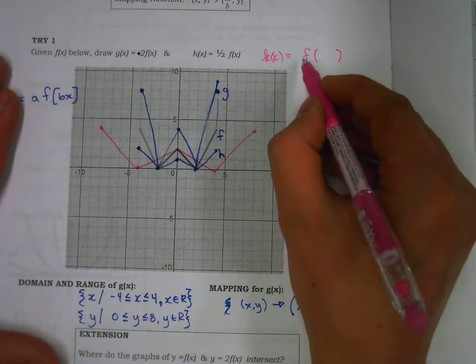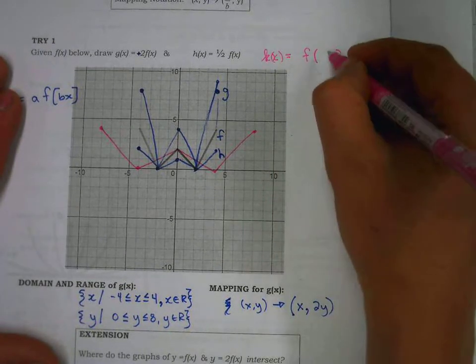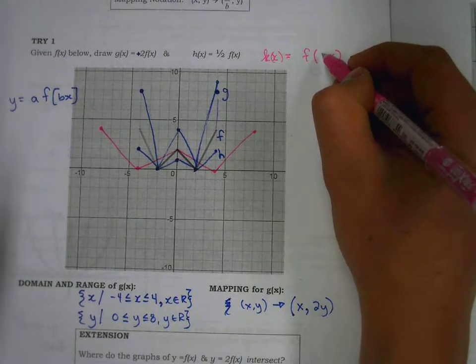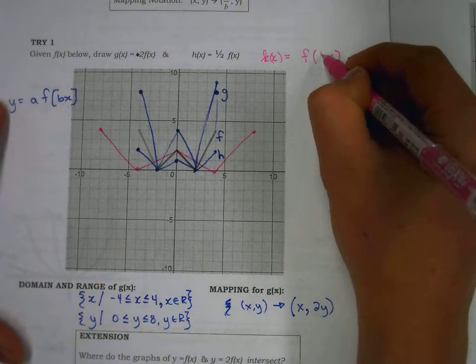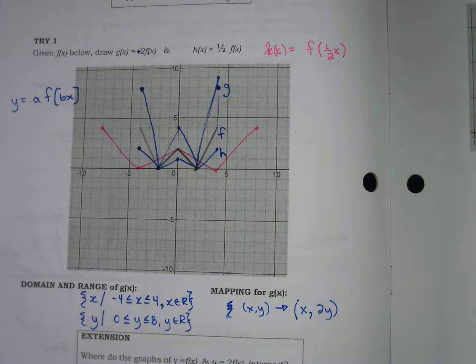How do I say horizontally stretched times 2? Now, horizontally is affecting the input, so in the brackets. How do I say horizontally times 2? The actual effect is times 2, so I would need to have a 1/2 as my b value. Quite tricky.